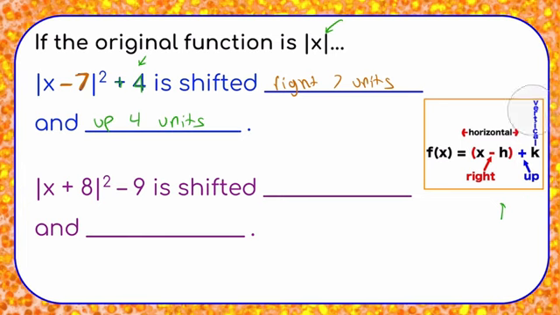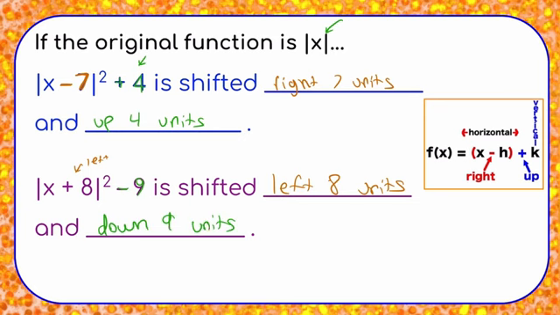Okay, let's do the next one. It looks like the next one is just opposite of the first one. So how can we describe the shift for absolute value of x plus 8, minus 9? So the +8, that's left. So I'm going to say left 8 units. And a -9 at the end, that means down 9 units.